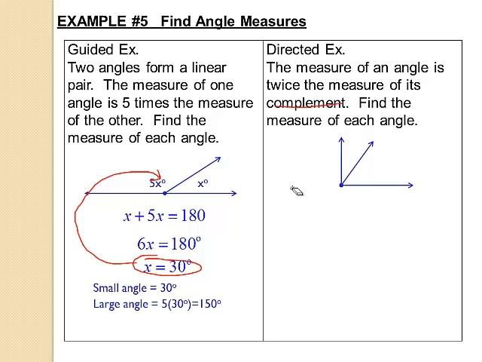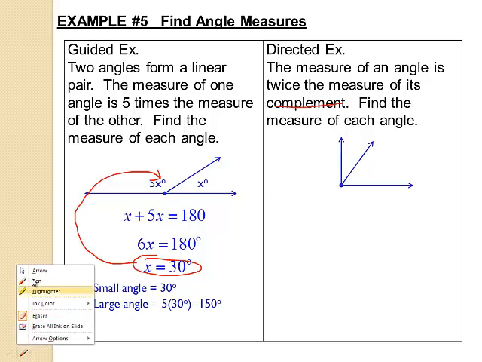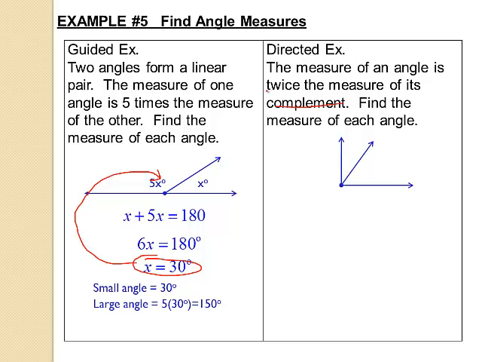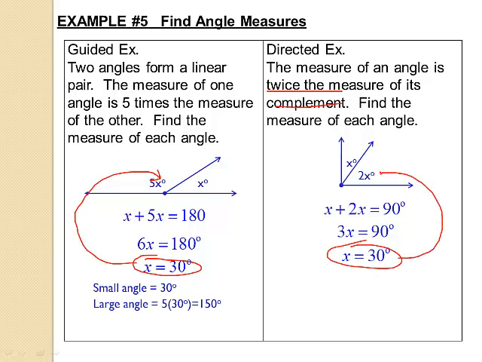Label what you know. If we know the twice part here, again the smaller one, just like in the previous problem, is going to be x. The larger one is going to be twice that, which would be 2x. Since they're complementary, they add to 90 degrees. You add them up, set them equal to 90, and solve for x. Once you solve for x, plug each one in to find the measures of each of the angles.